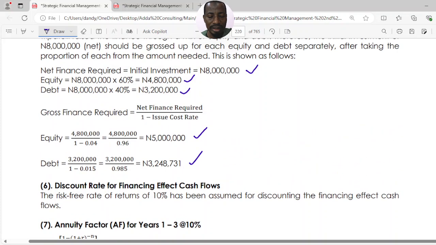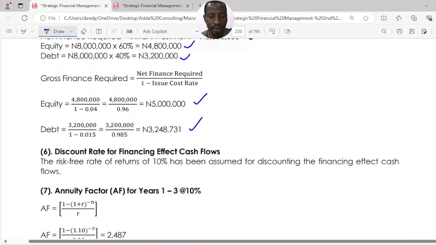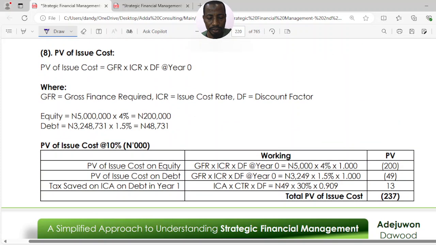So if that is the case, I need to calculate the present value of issue cost amount in year 0 for equity and debt, then in year 1 only for debt. So let's do the calculation.